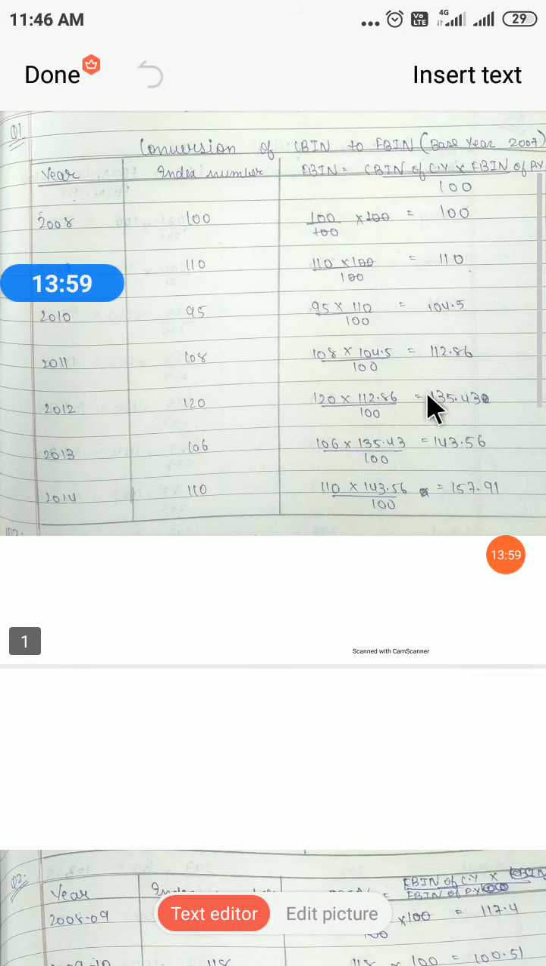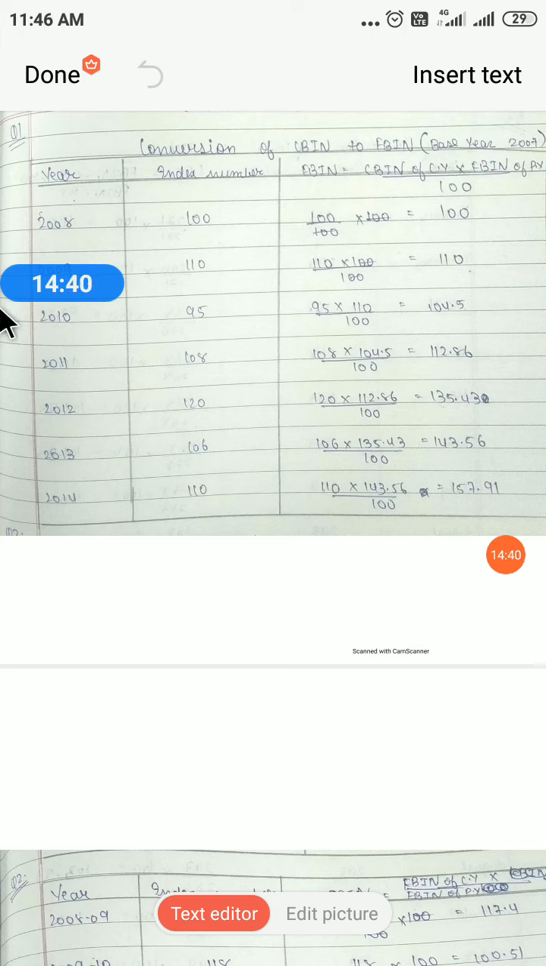So 112.86. Now 120 into 112.86 upon 100, 135.43. Now 106 into 135.43 upon 100. So 143.56. Next and last is 110 into 143.56 upon 100. So 157.91. Okay girls, understand?